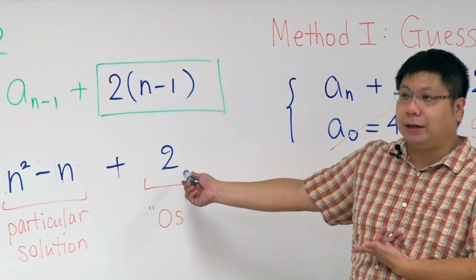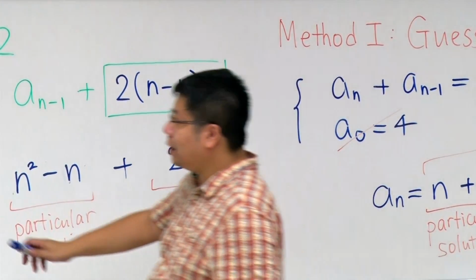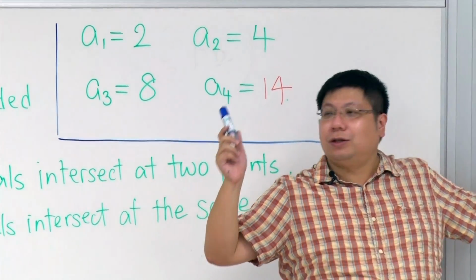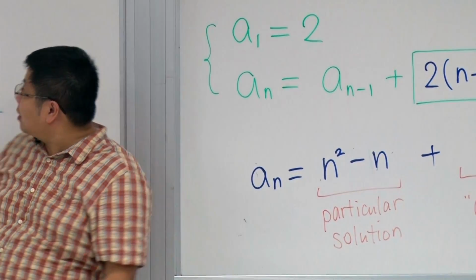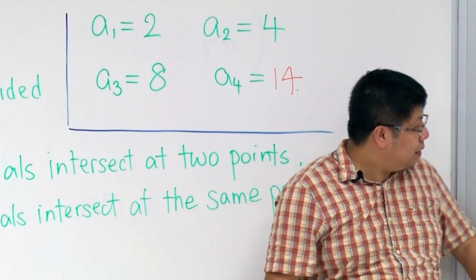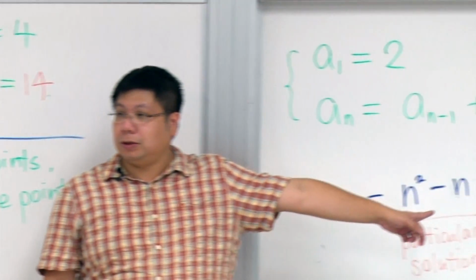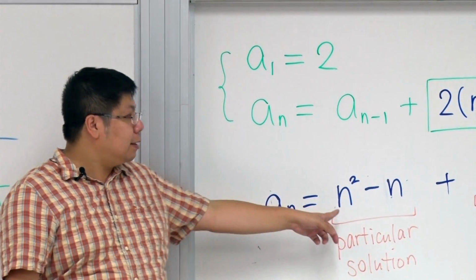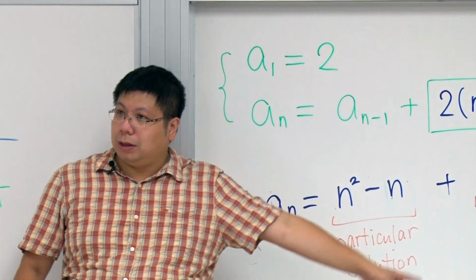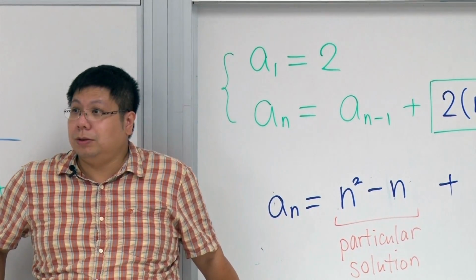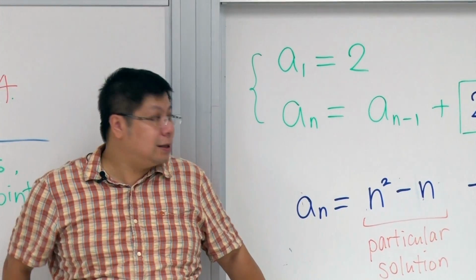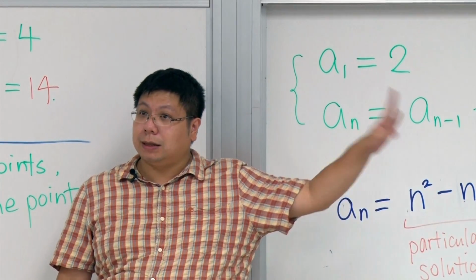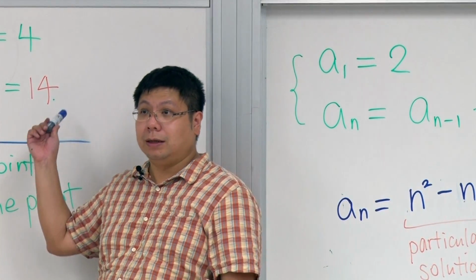We have a lot of values computed. Just quickly check. A1, we know that it is correct, because we are using A1 to solve this one. Let's try A2. Let's check whether it is equal to 4. So 2 squared minus 2 plus 2, it is 4 minus 2 plus 2, which is equal to 4. Then the next one is 3 squared minus 3 plus 2, it is 9 minus 3 plus 2, which is 8. And then the next one is 4 squared minus 4 plus 2, so it is 16 minus 4, and then plus 2, so it is 14. So it works.